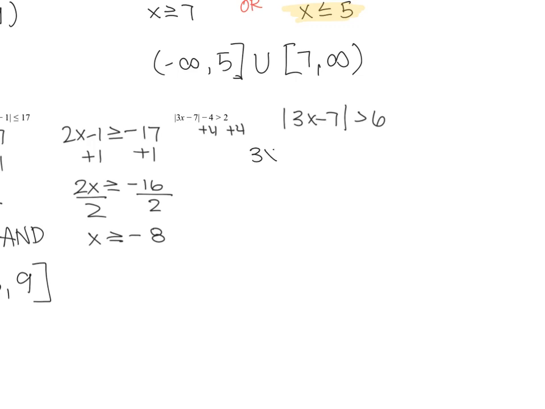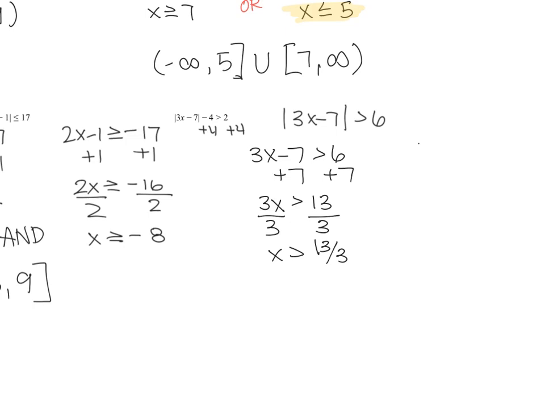So my first case, 3x minus 7 is greater than 6. So we're going to add 7 to both sides, so we get 3x is greater than 13. Then we're going to divide both sides by 3, and we get x is greater than 13 thirds. Since 13 divided by 3 is not a whole number, and I do not like using decimals for inequalities, I'll leave it as a fraction.